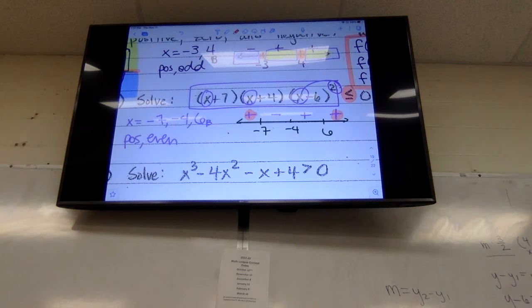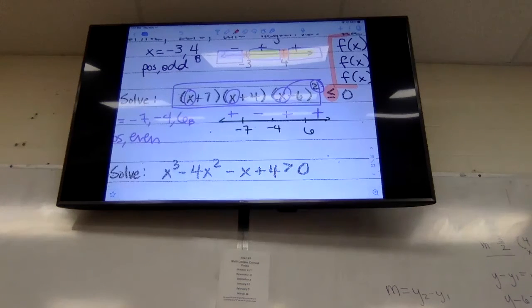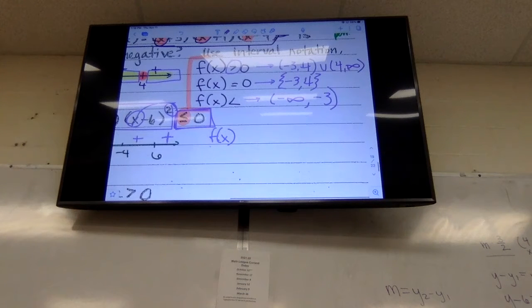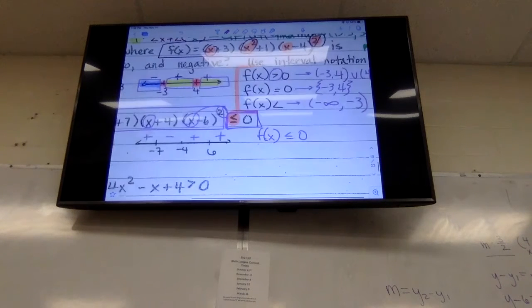All right, now, this problem says we want to know where is it less than or equal to zero. I don't need to do all three of the ones I did before. I only want to do where f of x is less than or equal to zero. On my number line, where would that be? Where the positive signs are or where the negative signs are?